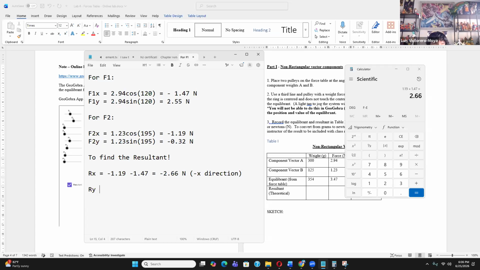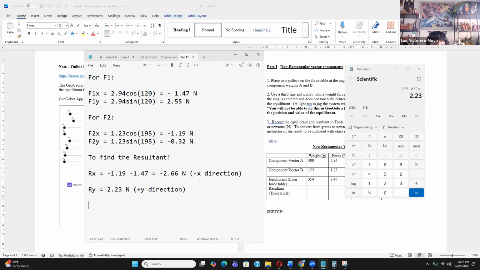And for the resultant on Y, you have one going up, one going down. So you have to subtract them. 2.23. That's on the positive Y direction. So that means that they are in the second quadrant. That's important because that's going to help you to realize the angle.